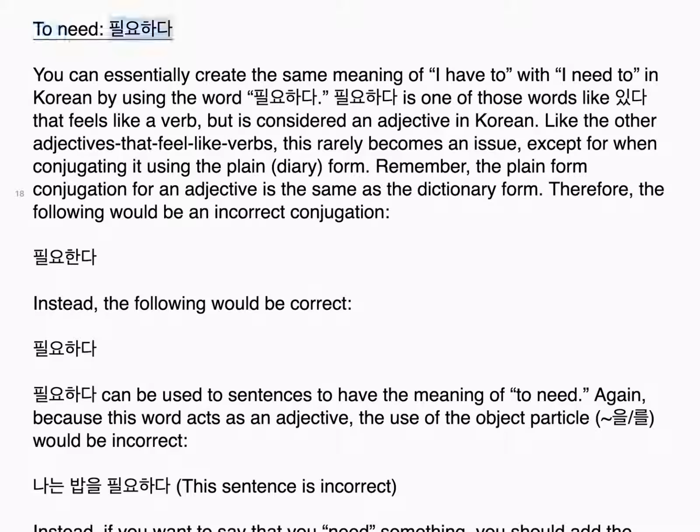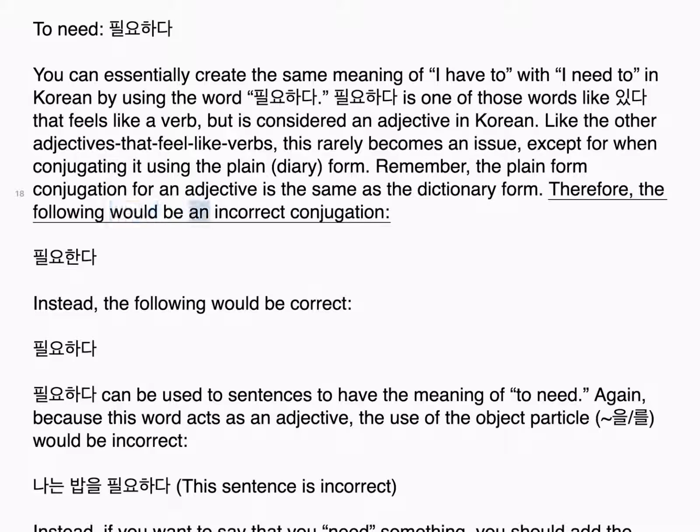To need. 필요하다. You can essentially create the same meaning of "I have to" with "I need to" in Korean by using the word 필요하다. 필요하다 is one of those words like 있다 that feels like a verb but is considered an adjective in Korean. Like the other adjectives that feel like verbs, this rarely becomes an issue, except for when conjugating it using the plain, diary, form. Remember, the plain form conjugation for an adjective is the same as the dictionary form.